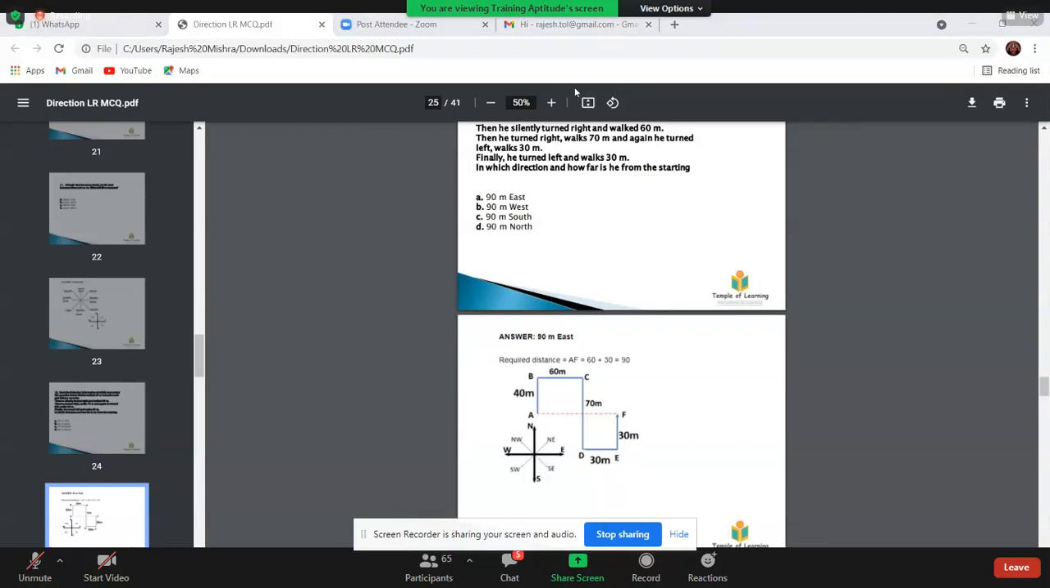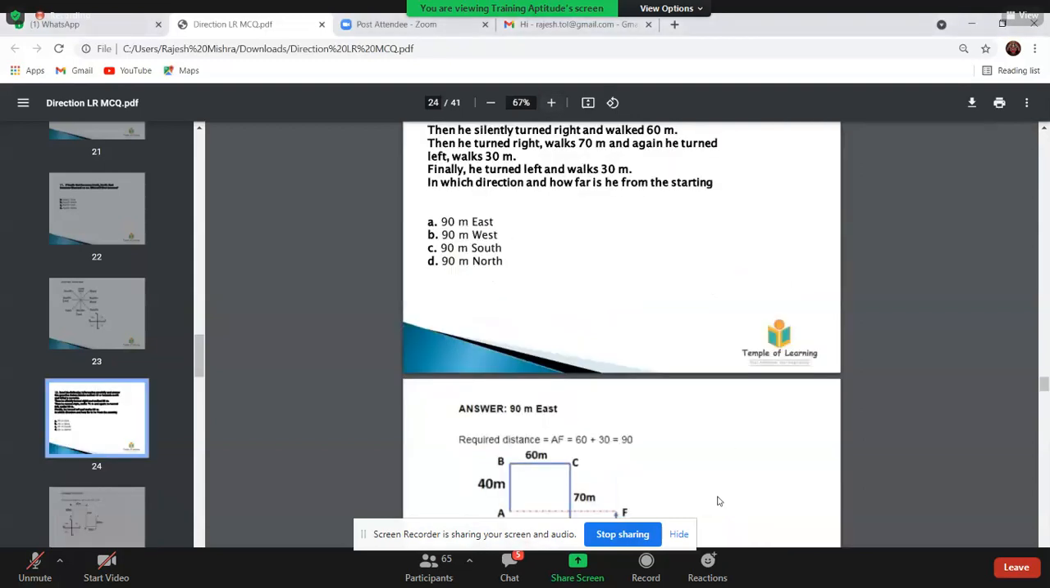It is 90 meters east, not north. Please look at this. He first goes north, then goes south, then goes north. Now point F is his final point.